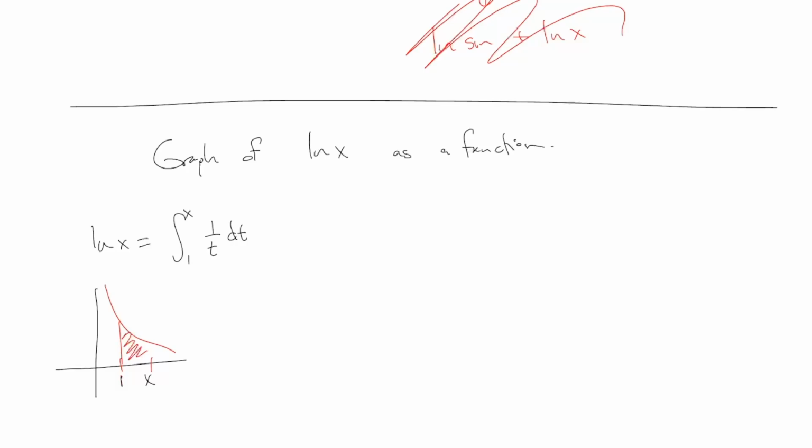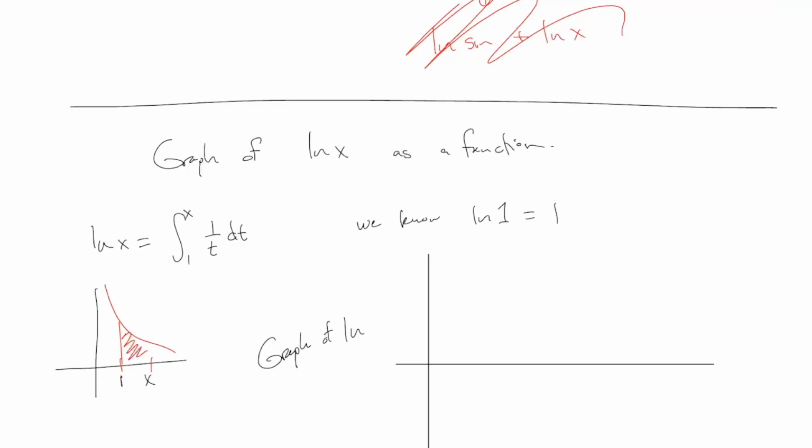But what I drew here is not the graph of ln x. This is how you define ln x. It's that area. But what does the actual graph of ln x look like? So we already know that ln of 1 equals 0. So over here, I'm going to draw a graph of ln x. This is the graph of ln x. ln of 1 is 0, so whatever this thing is, it has to go through that point.